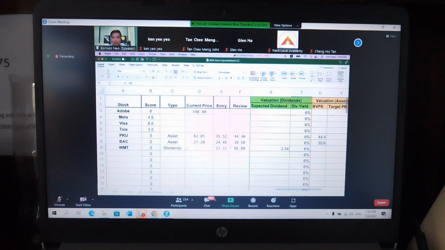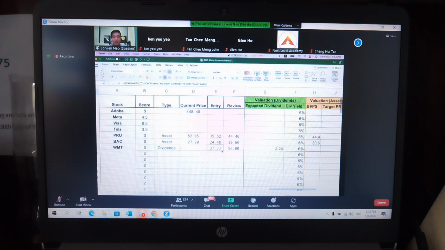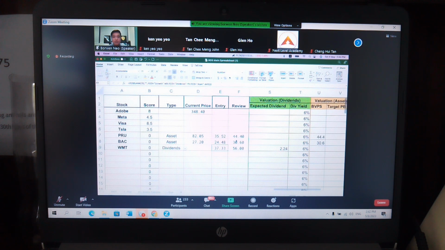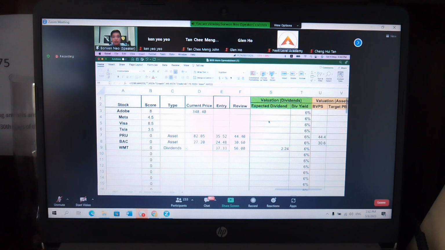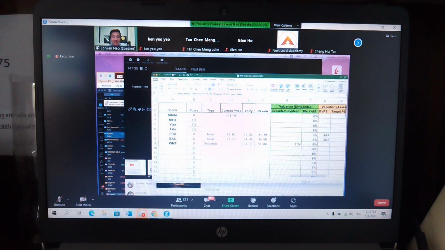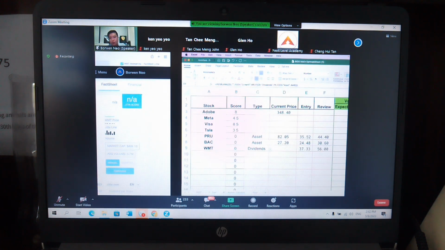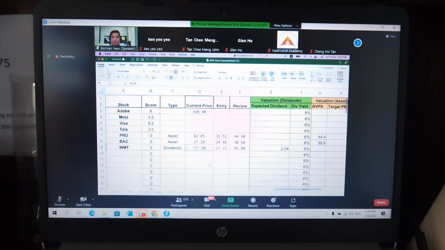Right, and based on my 6%, you can see that my entry is 37.33. Let's take a look at the current share price. Current share price is at 151.8. Very, very high. So you know that based on dividend yield, this is way overvalued. This is way overvalued, based on the dividend itself.